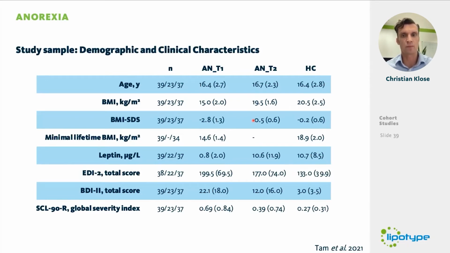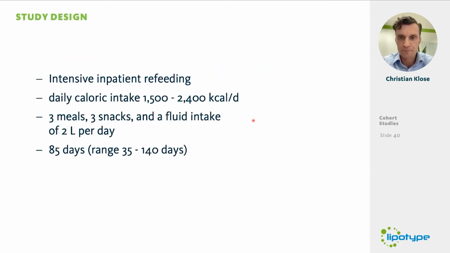23 of the patients finished the program for short-term weight restoration and reached a BMI of close to 20, which is a 26% increase. And in a control group, participants were of the same age and had an average BMI of 20.5. The refeeding involved a daily caloric intake of about 2,000 kilocalories, consisting of 3 meals, 3 snacks, and a fluid intake of 2 liters per day. The refeeding program took about 85 days on average, and plasma samples were collected and lipidomes were analyzed.